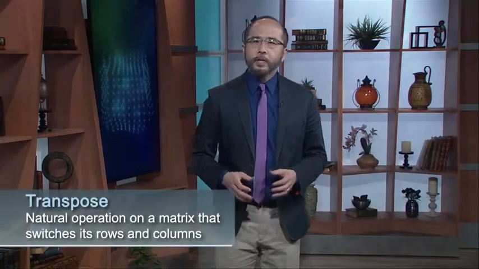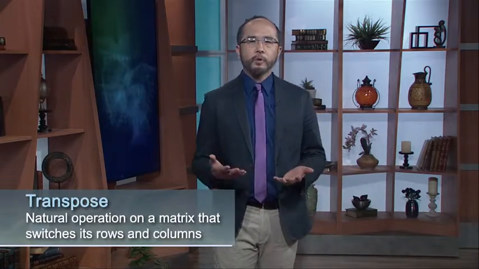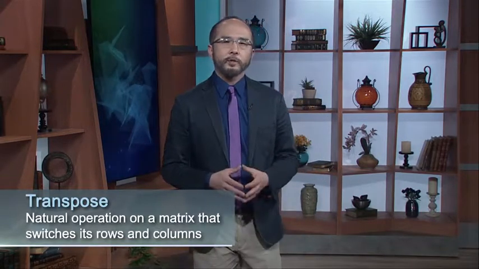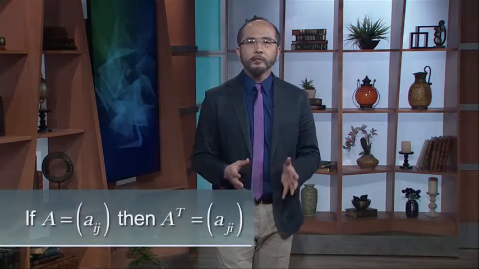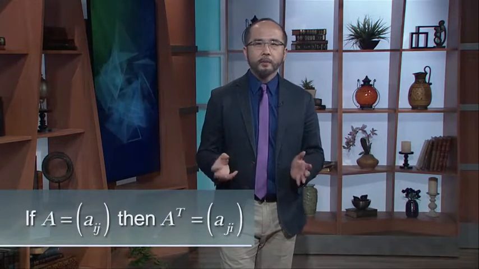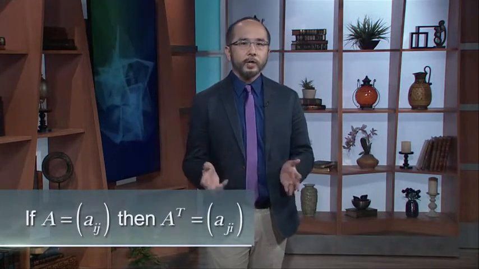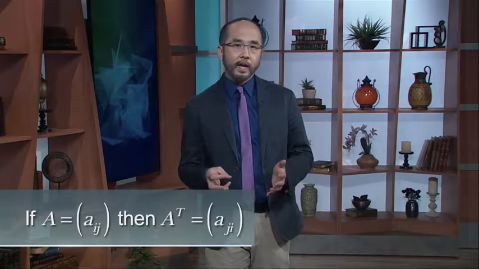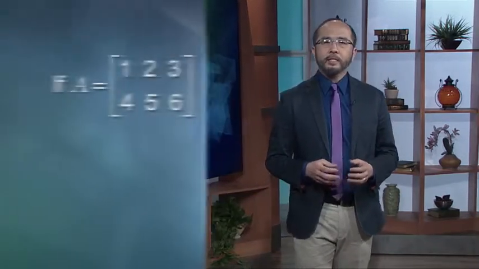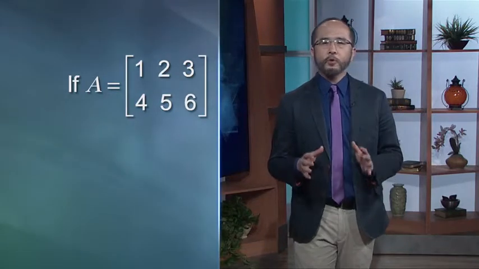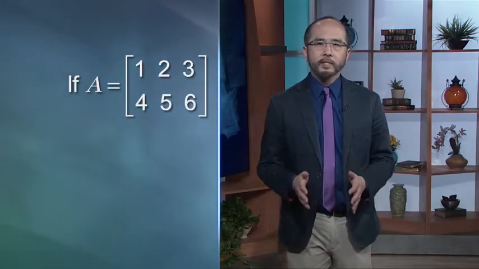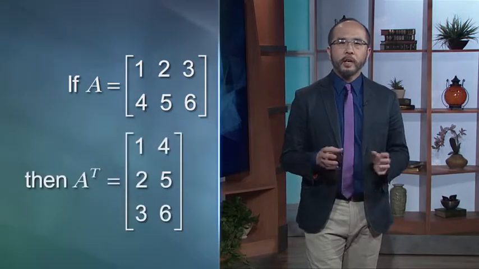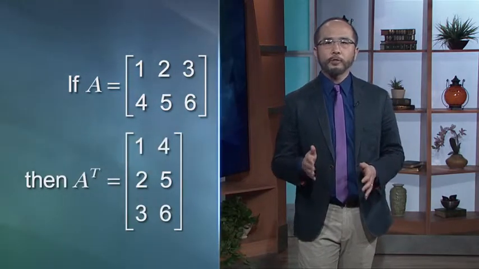There's a natural operation on a matrix that switches its rows and columns, called the transpose. To denote the transpose of A, we write A with a superscript T, and if the entries of A are little a sub ij, then the entries of A transpose are little a sub ji. As an example, the matrix with rows 1, 2, 3 and 4, 5, 6 has as its transpose a matrix whose columns are 1, 2, 3 and 4, 5, 6.